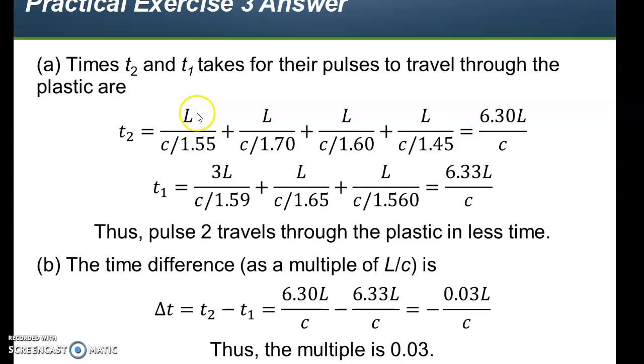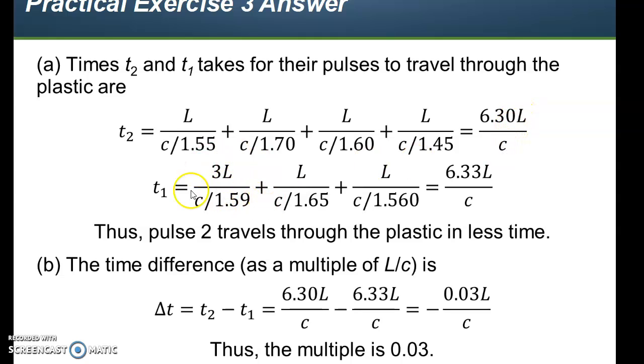T2, L over C times this over this value, L divided by C divided by this index of refraction and this one. So each of these would be converted into the numerator up here. And so if you add 1.55, 1.70, 1.60, 1.45, you get this factor right here, 6.30. And so it's going to be 6.30 L over C.